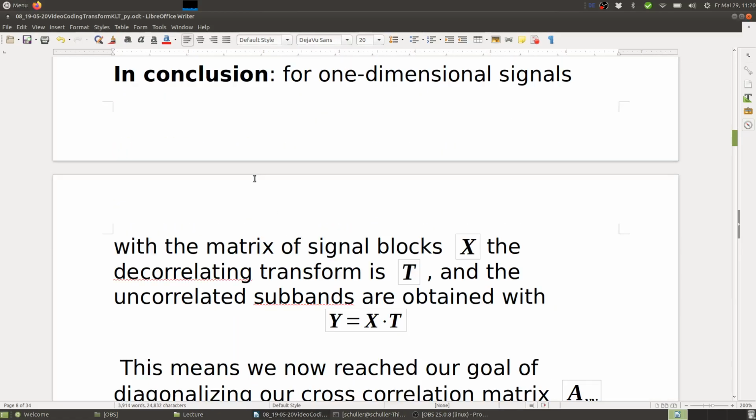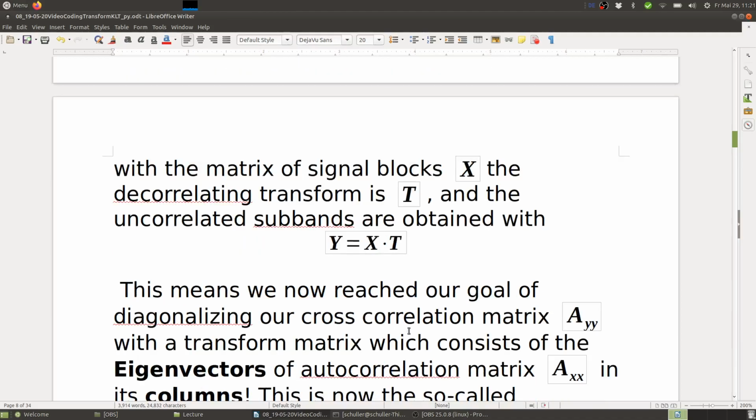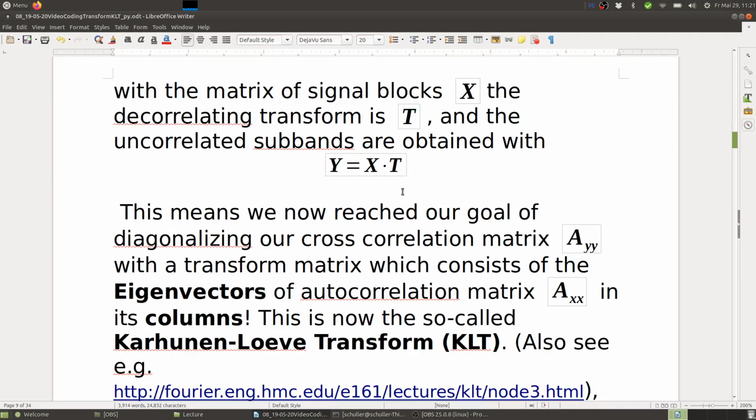So in conclusion, for one-dimensional signals with a matrix of signal blocks X, the decorrelating transform is T, and the uncorrelated subbands are obtained with Y equals X times T. So this is the T that we just obtained. This means we now reach our goal of diagonalizing our cross-correlation matrix AYY with a transform matrix which consists of the eigenvectors of the autocorrelation matrix AXX in its columns.